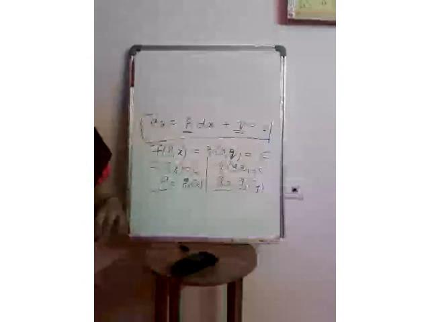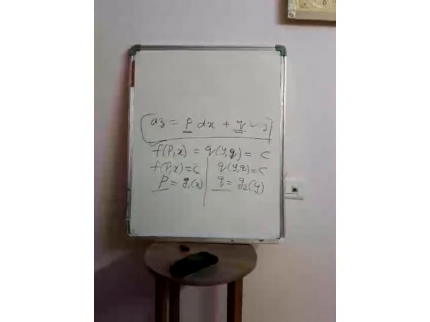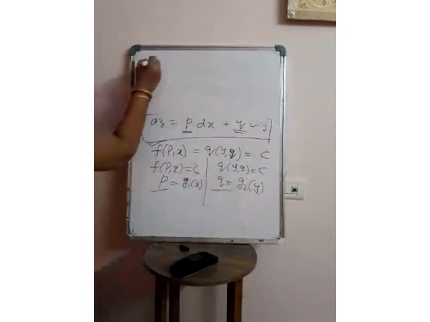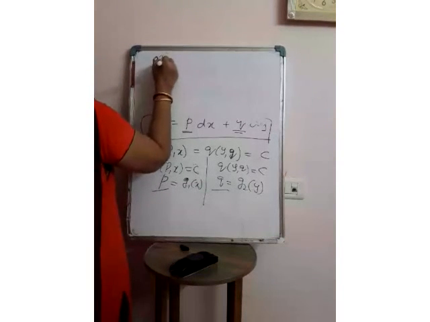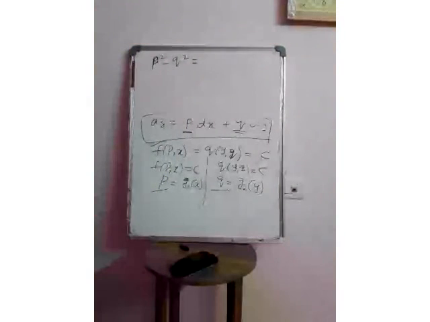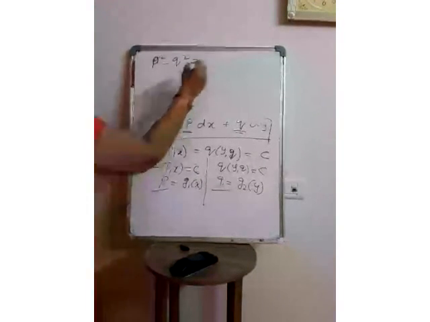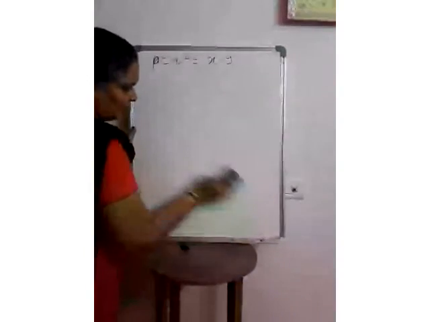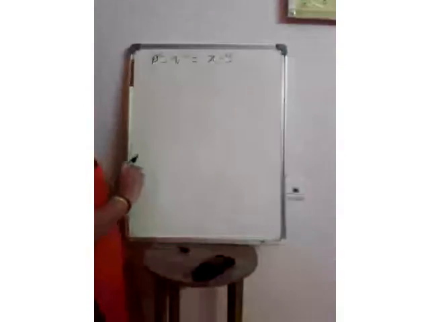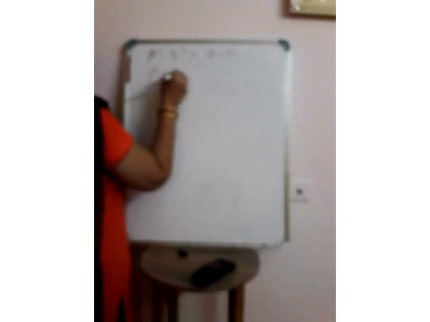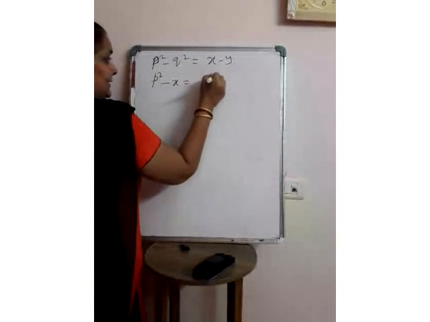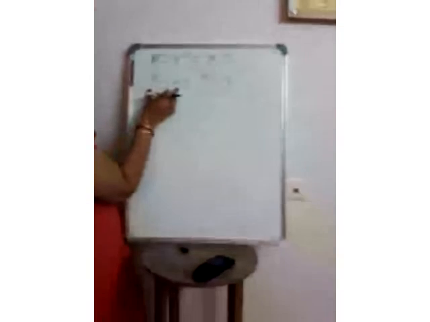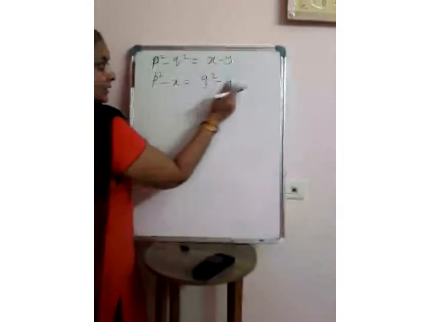I am erasing this part. Suppose a problem is given like p square minus q square is equal to x minus y. See, in this problem, we have only p, q, x, y without z. Along with it, see whether we can separate p, q, x, y also. p square, I'll bring this x to the left hand side, bring this q square to the right hand side: p square minus x is equal to q square minus y. So we have separated p and x on one side, q and y on the other side.